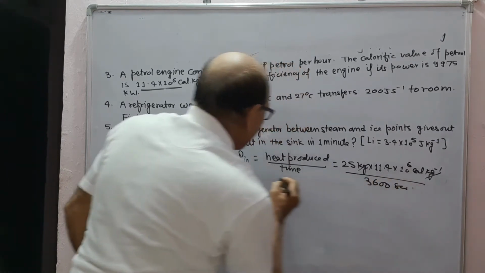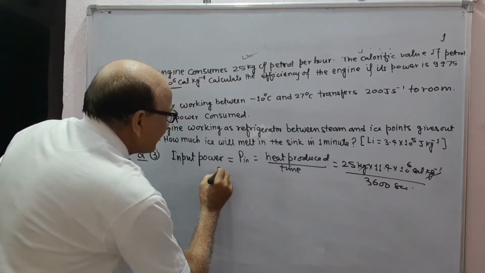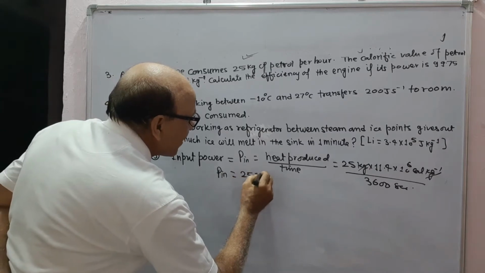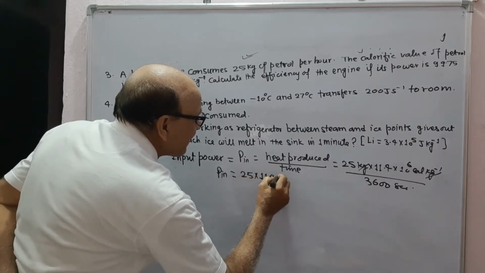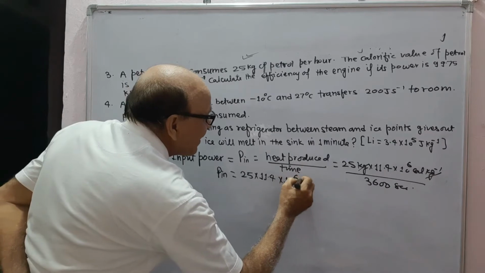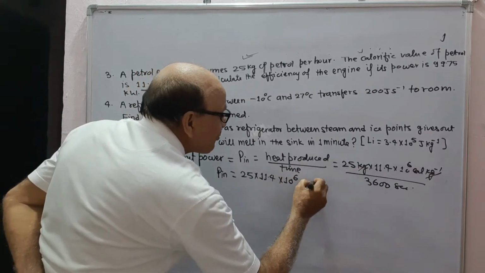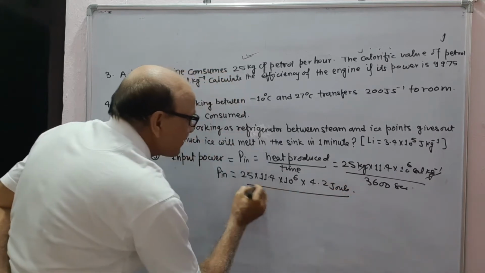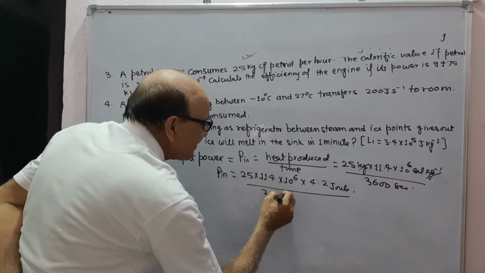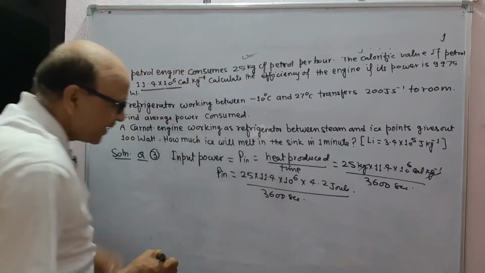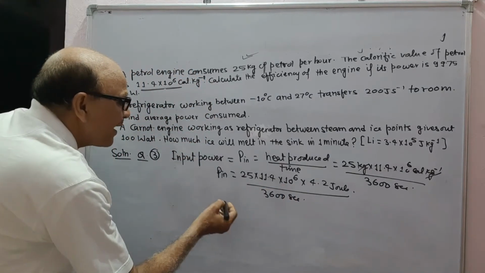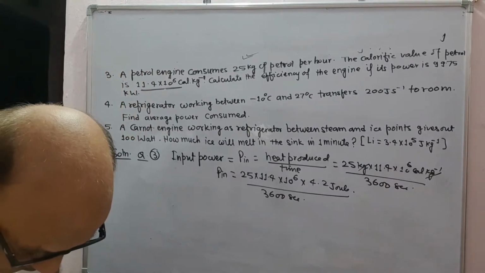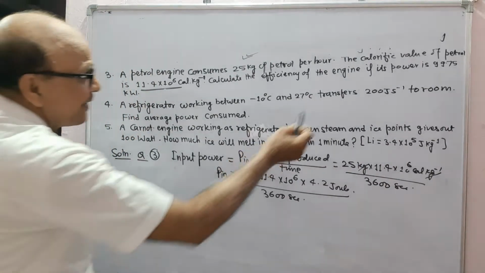seconds. So P input will be equal to 25 into 11.4 into 10 to power 6 into 1 calorie is equivalent to 4.2 joule upon 3600 seconds. So this is input power, and output power is this much.